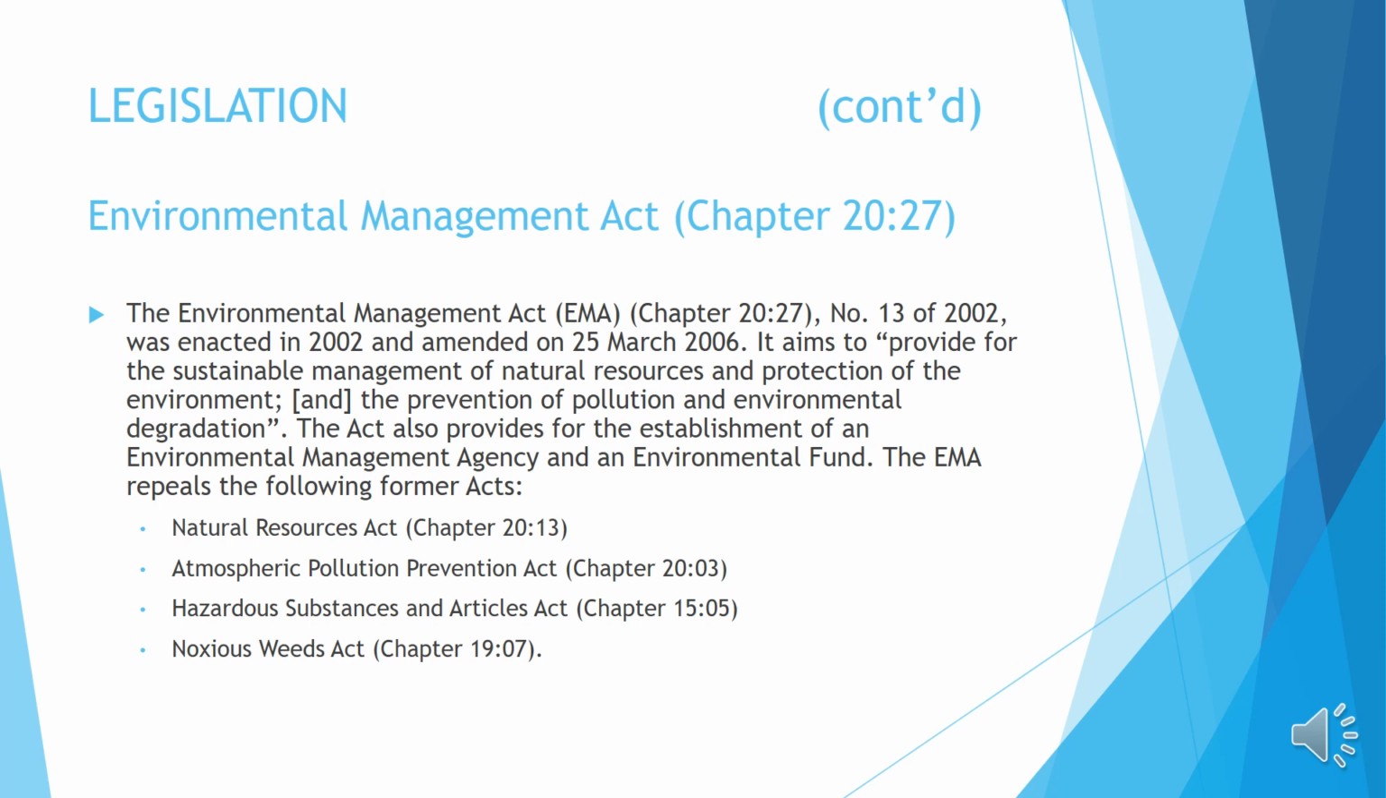Environmental Management Act, Chapter 20, Section 27. The Environmental Management Act, EMA, Chapter 20, Section 27, number 13 of 2002, was enacted in 2002 and amended on 25 March 2006. It aims to provide for the sustainable management of natural resources and protection of the environment, and the prevention of pollution and environmental degradation. The Act also provides for the establishment of an environmental management agency and an environmental fund.